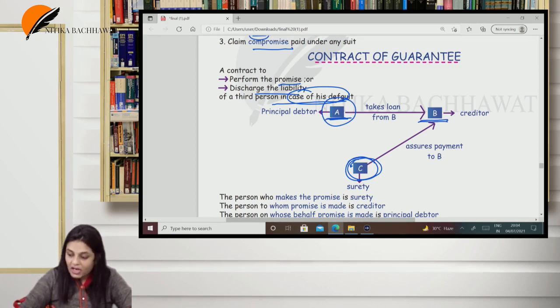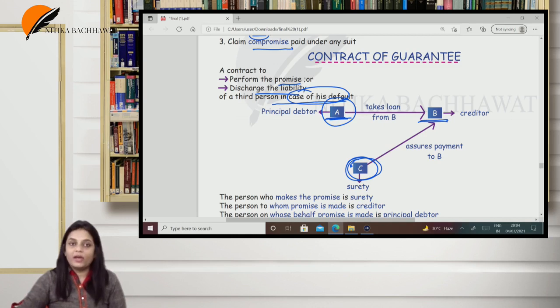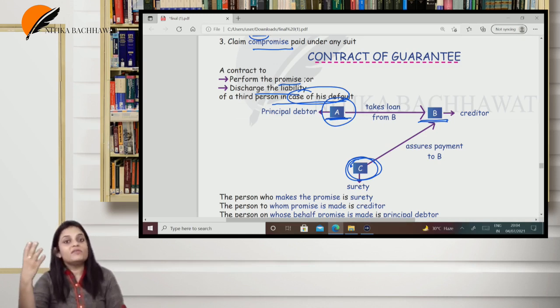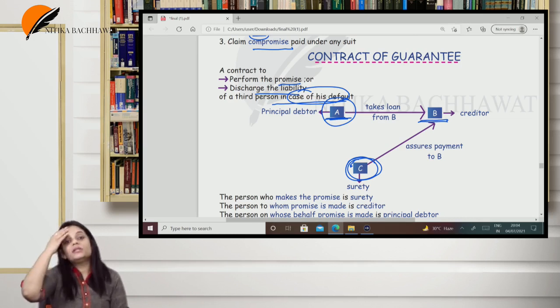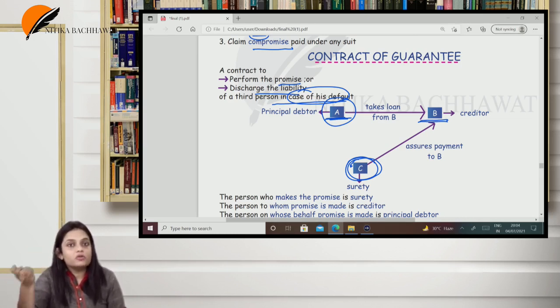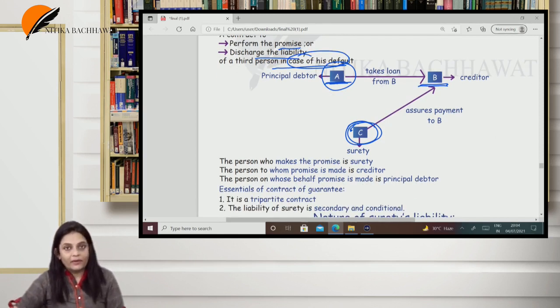Right? He will discharge the debt if this person fails to do so. This is a contract of guarantee. I hope it's clear to everyone. So what is a contract of guarantee? Whereby one person gives an assurance to another to perform the contract or discharge the liability of another if he fails to do so. So A has taken a loan from B. So this person C is giving an assurance to B that if A fails to pay, I will pay. This is a contract of guarantee.